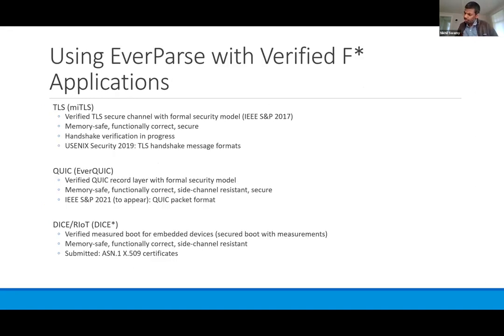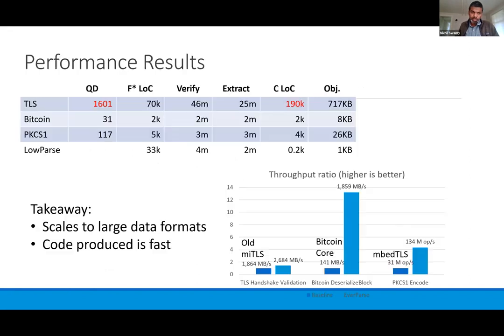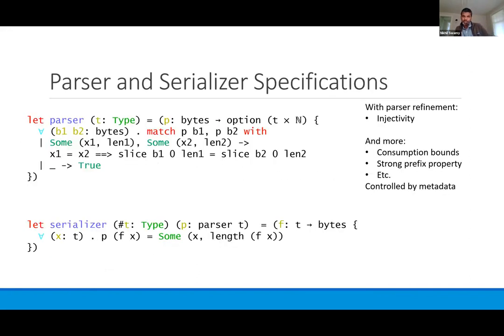So I have about 10 minutes left. I'm going to skip a little bit to telling you how we actually model these parsers and serializers. First, at the level of the specification, we have a definition of what a parser is. A parser for a type T is a function from bytes, that's a sequence of uint8, to an option of a T, that's the parsed value extracted from the bytes, and a natural number, which tells you how many bytes were consumed, with the following property.